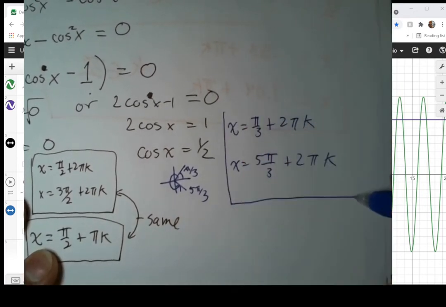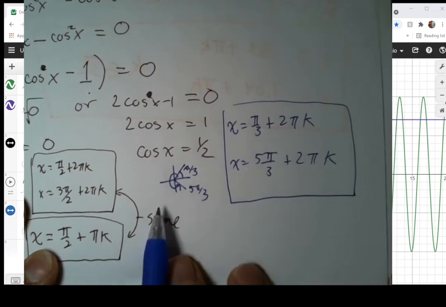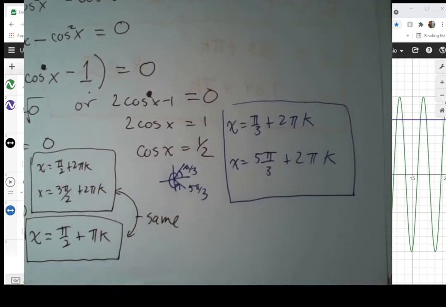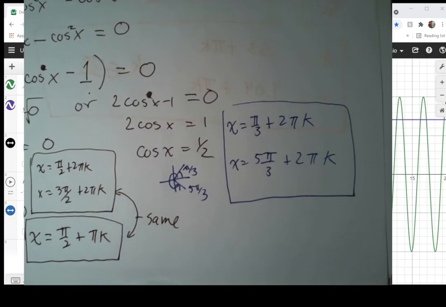And this we cannot write as one, because they're not spaced out evenly to get both of these solutions.